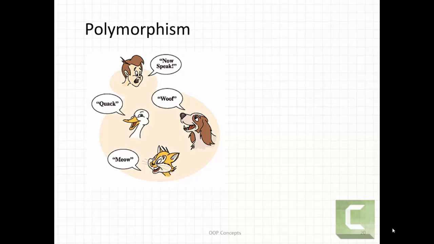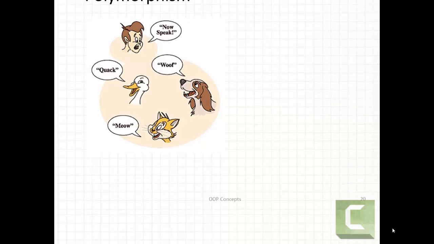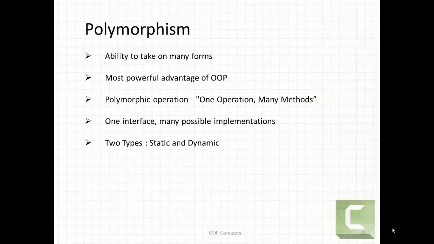Polymorphism. Polymorphism is the concept where you have the same name but the behavior will be different. That is called polymorphism. You have the same name, but the way you do the action is different. Suppose speak is the name, the verb, and the way different creatures speak, you can see here: how a cat speaks, how a person speaks, how other animals speak. So polymorphism is the ability to take on many forms.